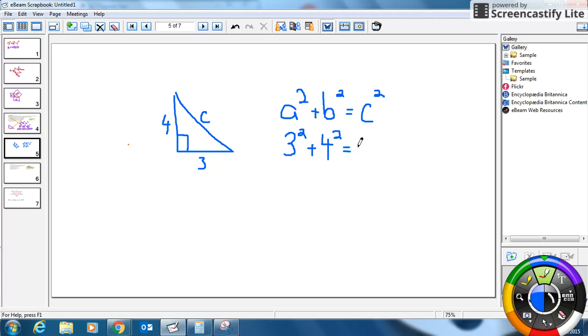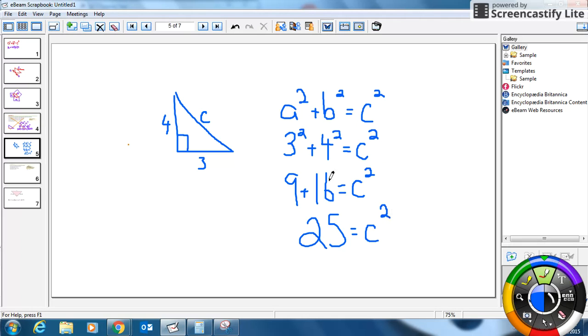equals c squared. Or another way of saying this, when you see c squared, we're saying this number plus this number equals the square off of side C. So in this case, 3 squared is 9, 4 squared is 16, and that is equal to the square off of side C, or c squared. So 9 plus 16 is 25, and that is equal to c squared.